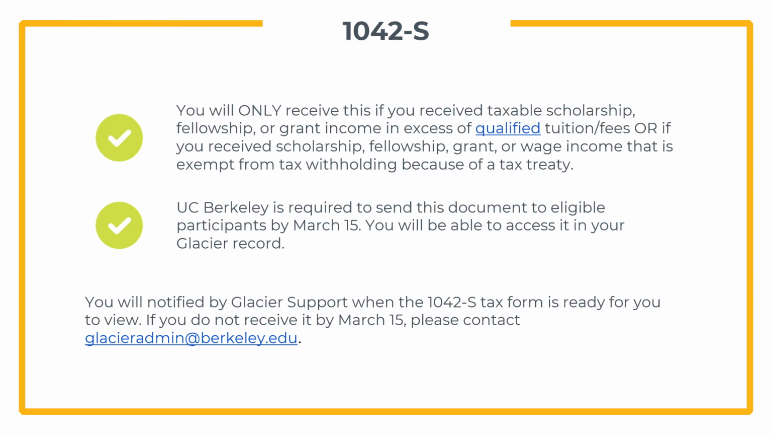UC Berkeley is required to send you the 1042-S by March 15th. You will be able to access it in your Glacier record. You will be notified by Glacier Support when the 1042-S tax form is ready for you to view. If you do not receive it by March 16th, please contact glacieradmin@berkeley.edu.